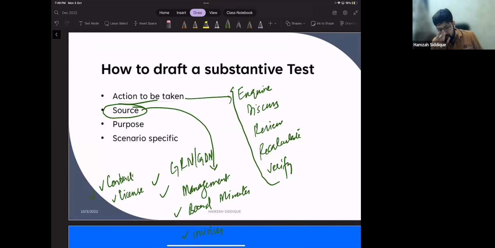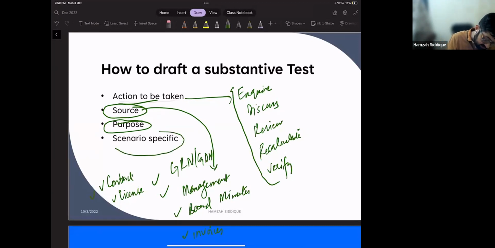Now, purpose. They say discuss with management regarding a legal claim. What do you want to discuss? The likelihood of the payment, for example. Recalculate the depreciation charge. Why? To verify its arithmetical accuracy. Review the cash book of the company. Why? To verify the actual payment made to the claimant. Means there should be a purpose. If you are not mentioning the purpose, your 50% mark will be deducted. Each substantive test has one mark. If you only miss the purpose, normally 0.5 mark is deducted immediately.